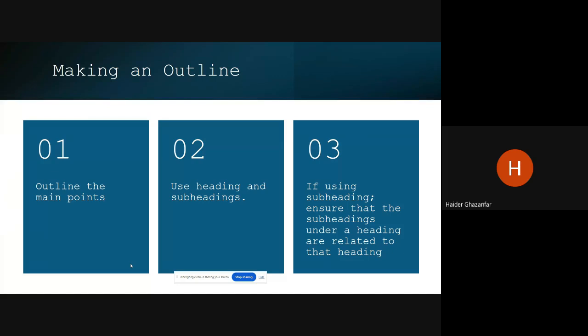So making an outline is important. You outline the main points, which you guys just stated in question 1. Use headings and subheadings, and if you're using subheadings, make sure that the subheadings under a heading are related to that heading. So for example, for our article on COVID, we focused on the impact of different underlying GI conditions that can make the COVID infection worse, or can increase the morbidity or mortality associated with COVID, or act as risk factors for the COVID infection. And then the subheadings were basically those specific diseases one by one.